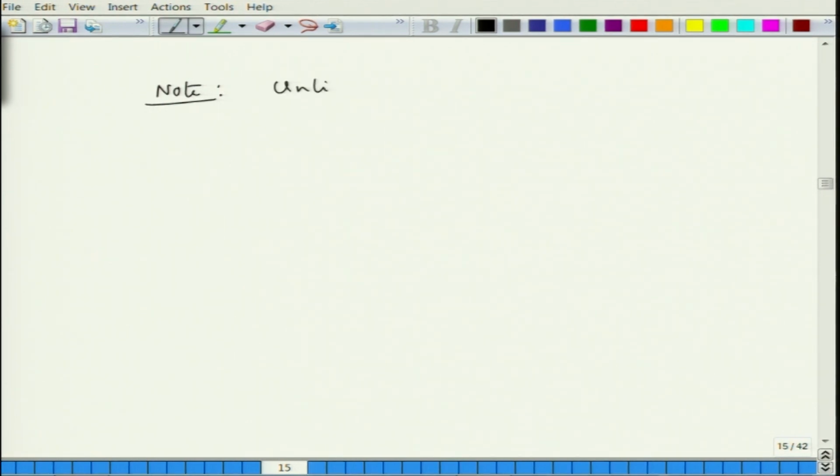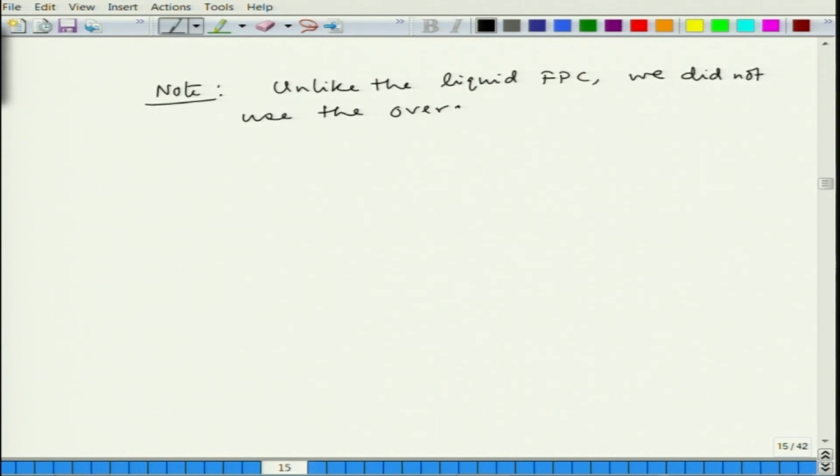is that unlike the liquid flat plate collector, we did not use the overall loss coefficient, or UL. Why could we not use it? Because earlier it was only the absorber plate and the fluid, those were two heat-carrying bodies interacting with each other in terms of heat.